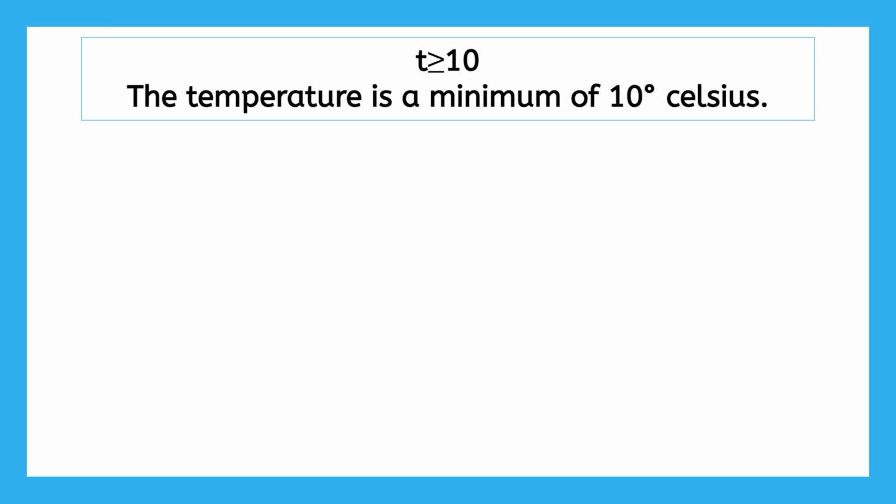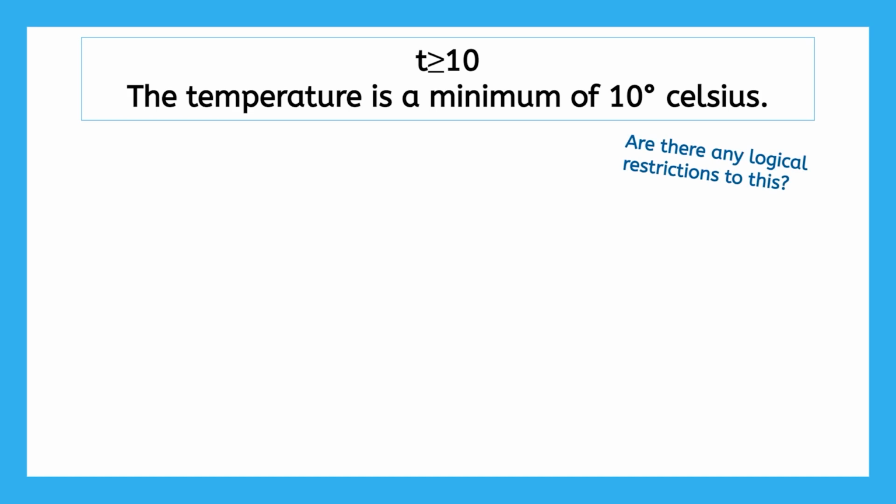Next, let's talk about the reasonableness and logical restrictions that this scenario may need. We know that there are a lot of numbers that are solutions to this inequality. 10 and any number larger than 10 makes this statement true. But since we're talking about temperature, is there anything that should be excluded?